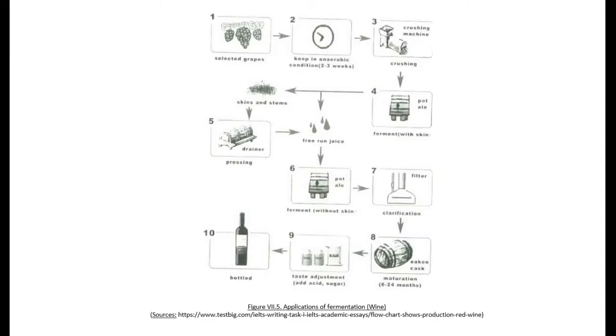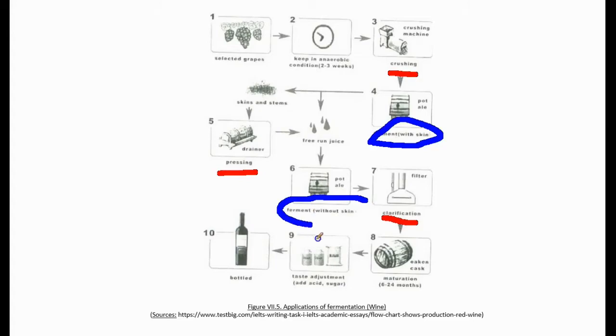Wine is made from grapes, and there are different steps: crushing, pressing, clarification. And there are two steps that we're interested in: fermentation with skin and fermentation without skin. Depending on the wine, the process can be slightly different. So there are these fermentation steps, and just like for beer, there are two main purposes.